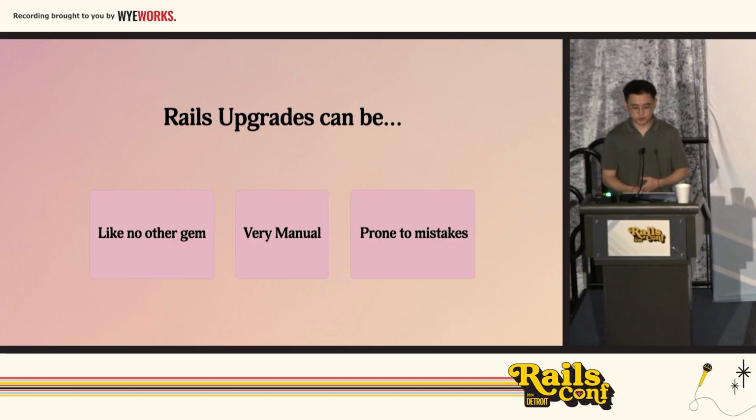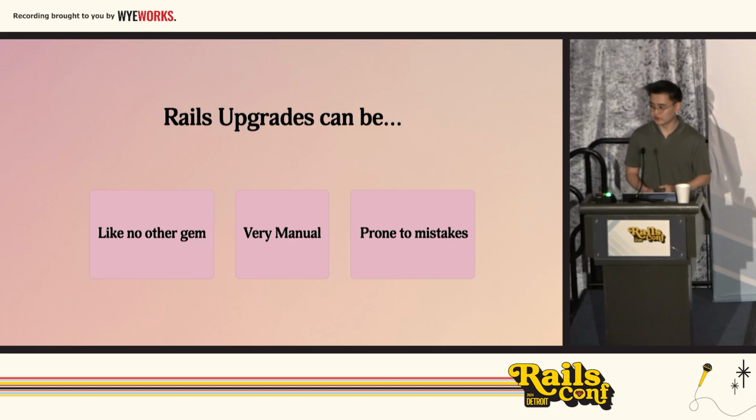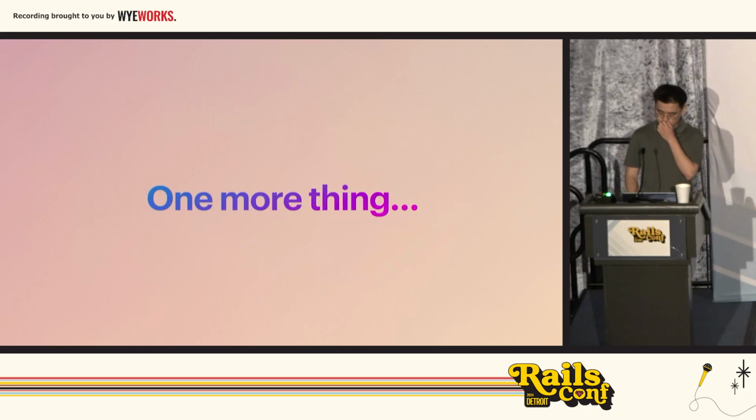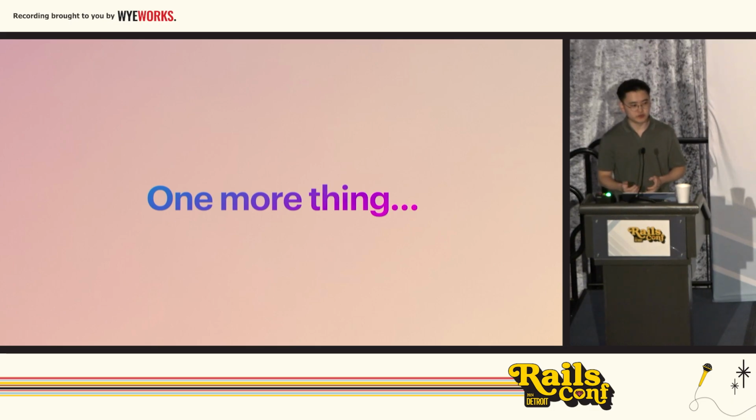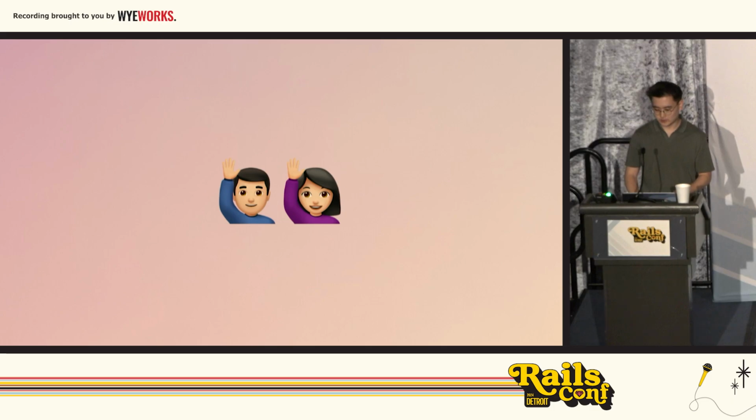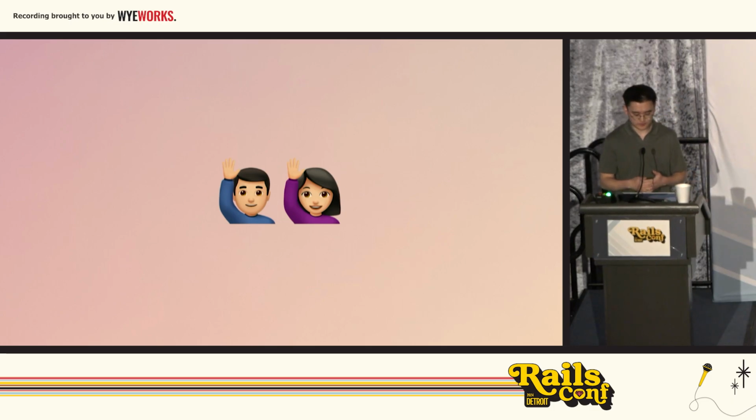At its core, Rails is like any other Ruby gem. However, it is upgraded like none other. It's manual, prone to missteps, and often handled by developers for the first time in between sprint work. There are a few additional factors that make Rails upgrades difficult at scale, and that could best be explained with an analogy. So I'm going to take a quick poll here, so listen up.